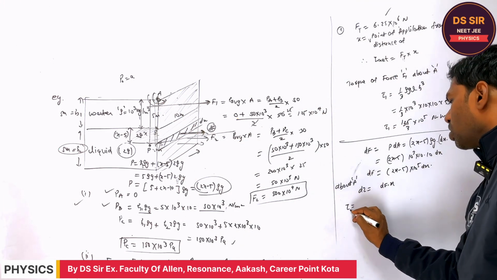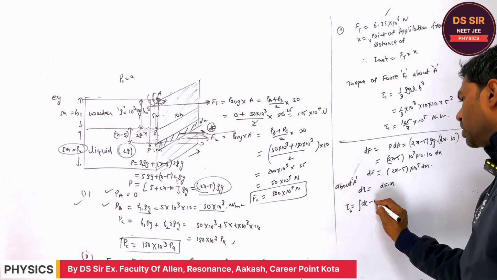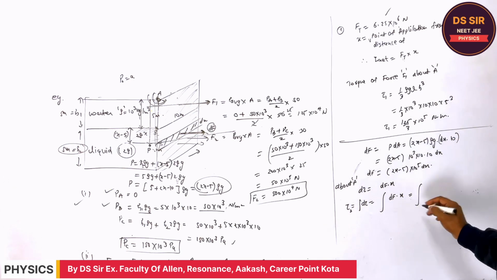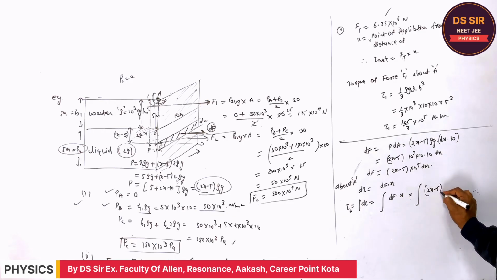So net torque tau is equal to dF into x. So what is the dF value? It is (2x minus 5) into 10 to the power 5 into dx into x. And what is the value of x?